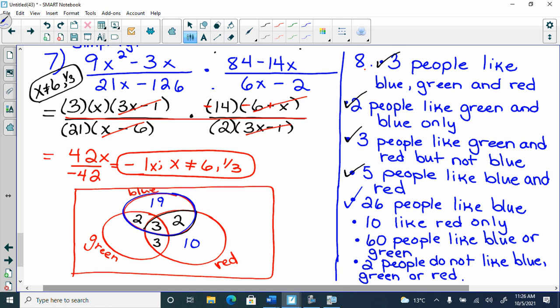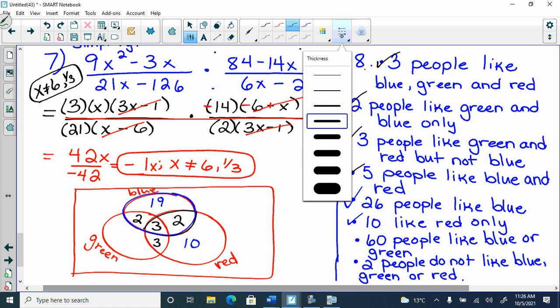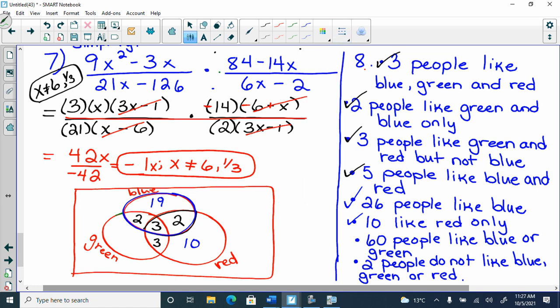The next one says 60 people like blue or green. Blue or green snowman. So I go to the blue or green snowman, and I need to have 60 in there. I currently have 19, 21, 24, 26, 29. I need to have 60. So how many like green only? 31. And then I have 2 on the outside. So I could ask you from here, how many like blue only? You would tell me 19. I could say, how many like green only? You'd tell me 31.